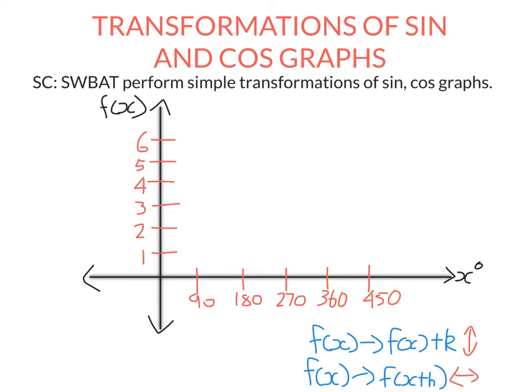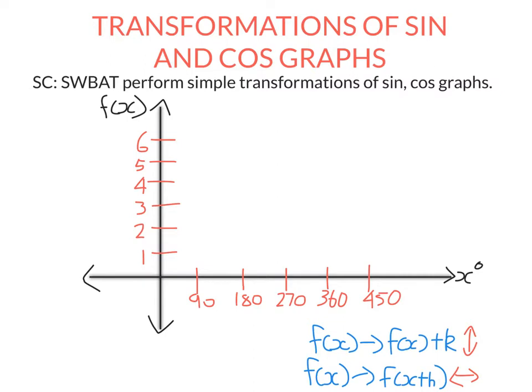Thank you so much for tuning into this video in which we look at how to apply simple transformations to sine and cosine graphs. It turns out that for y equals sine x and y equals cos x, they follow the same rules that we learned for polynomials. So the graph of f of x plus k is the same as the graph of f of x, but the k just shifts it up or down by k units. And similarly, if we replace x by x plus h, that shifts the graph left and right. Remember, for this second one, it goes in the opposite way that you would expect. If h is positive, it goes to the left. If h is negative, it goes to the right.